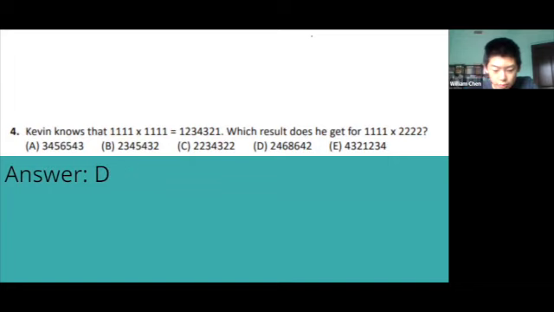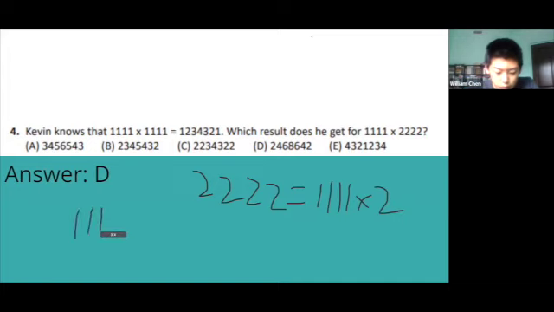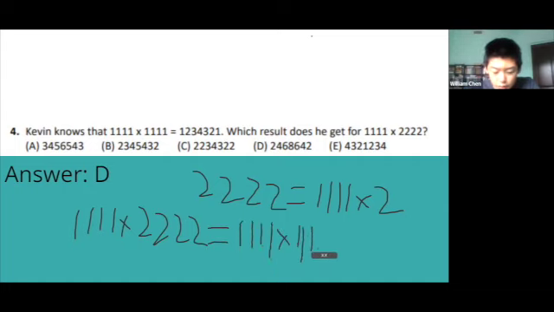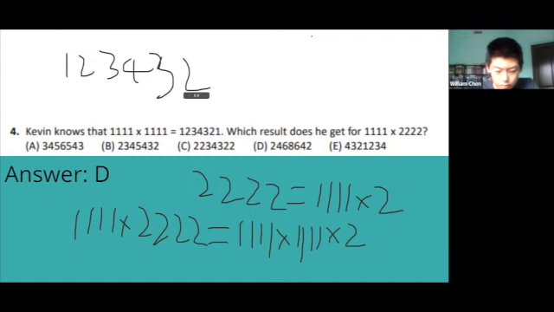We know that 2222 equals 1111 times 2. Therefore, 1111 times 2222 equals 1111 times 1111 times 2. Therefore, all we need to do is double this number. And the result is D.